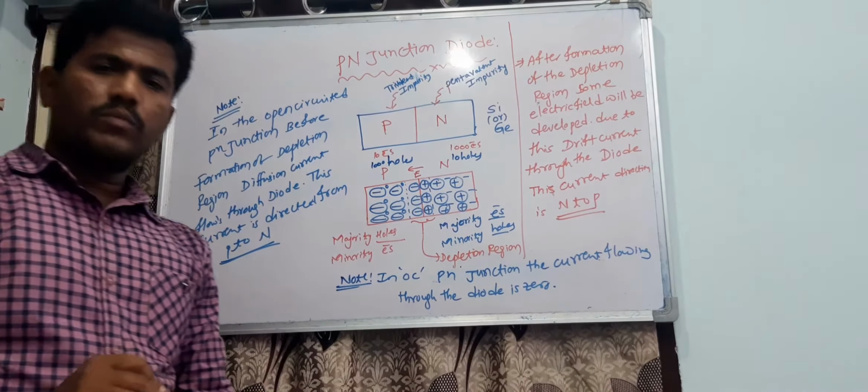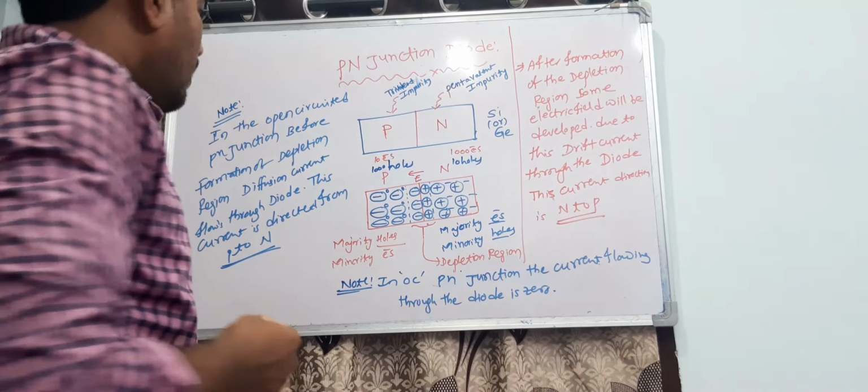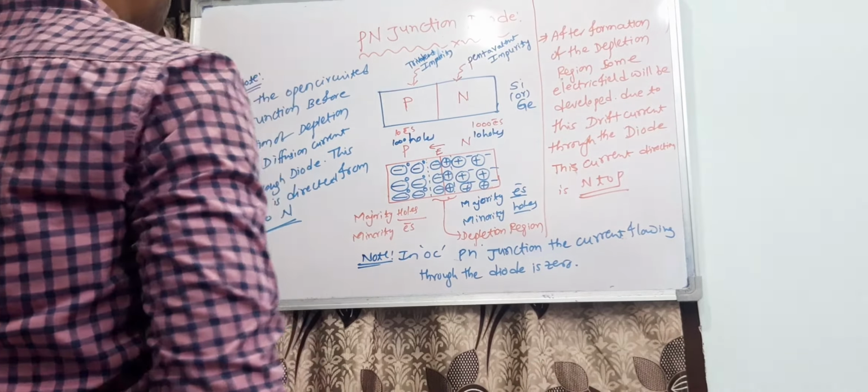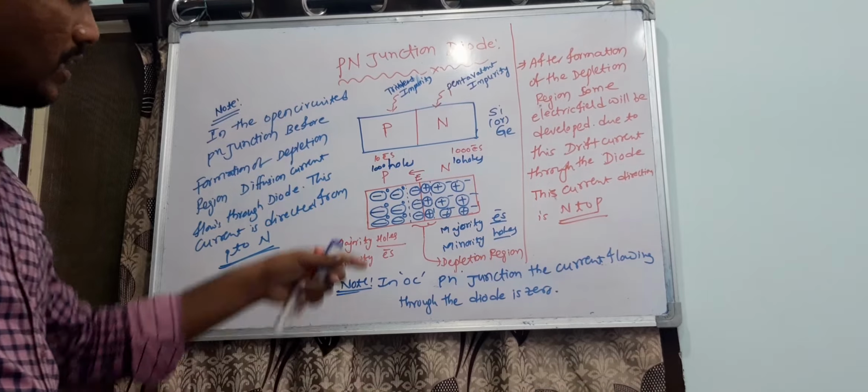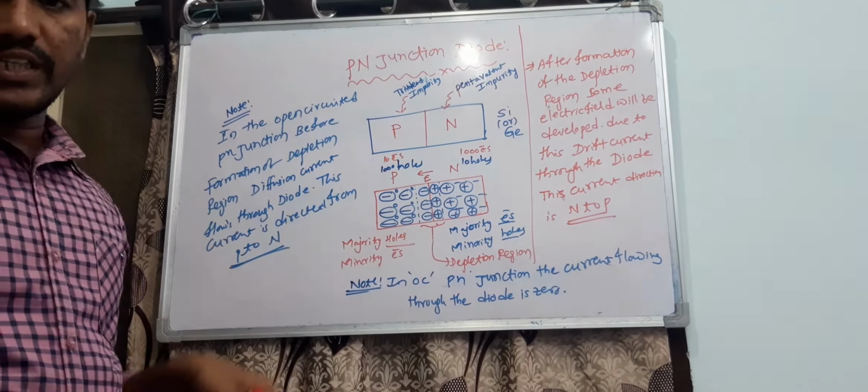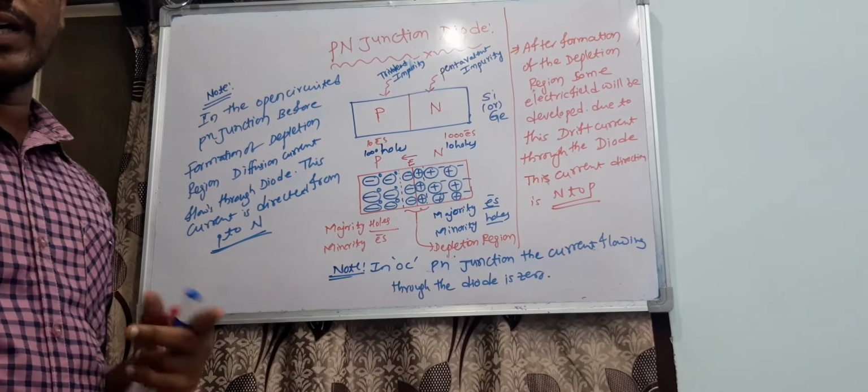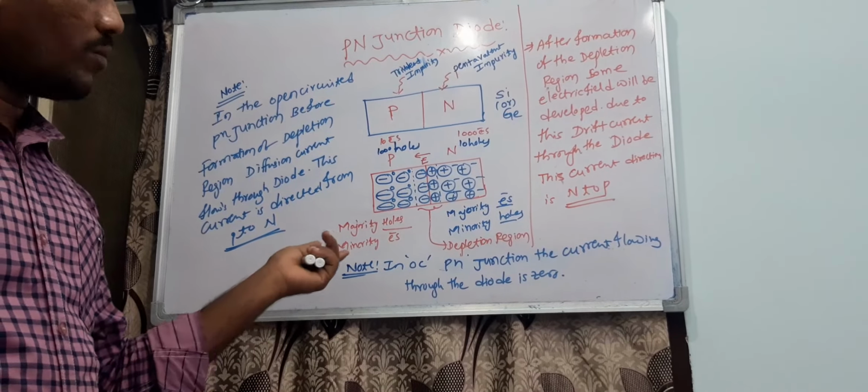So this point you have to remember for this introduction. This is nothing but an open circuited condition. Now, still I did not apply any voltage to this PN junction diode. Now I am going to apply biasing. What happens with the biasing?